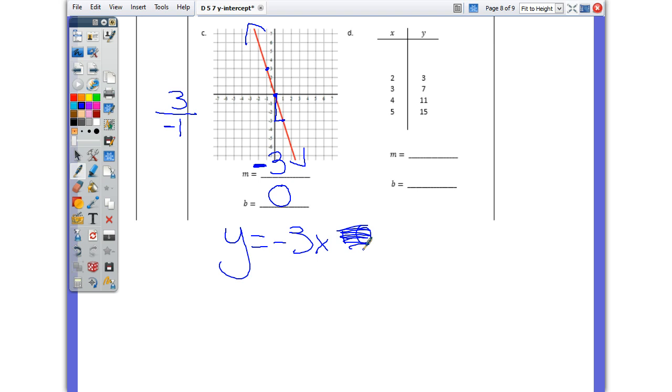Excellent, nice. As soon as you get the right answer for D, you can pick up your packet over here. Pages 1 and 2 due Monday, all right?